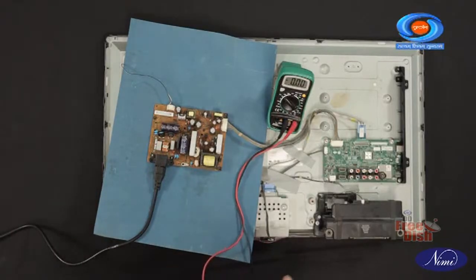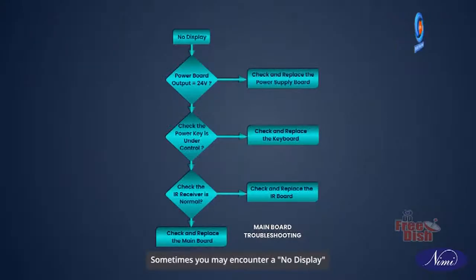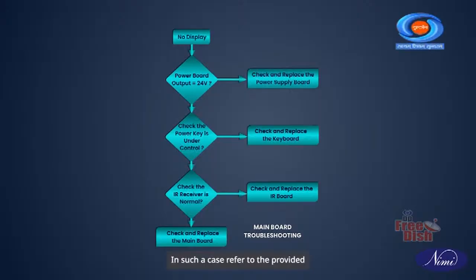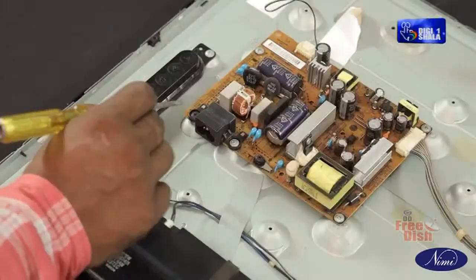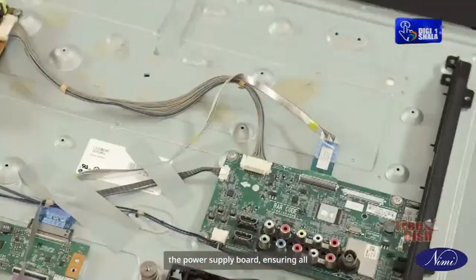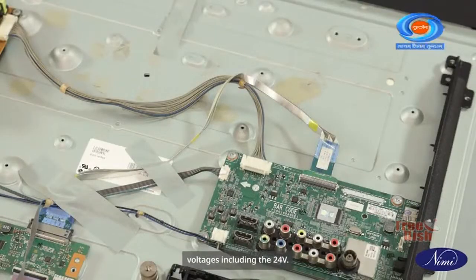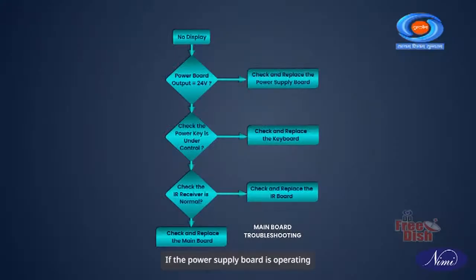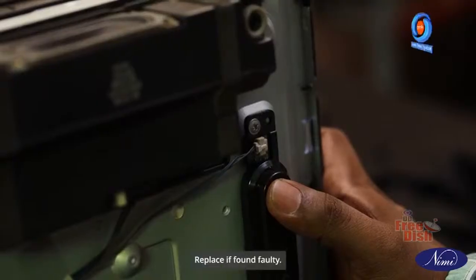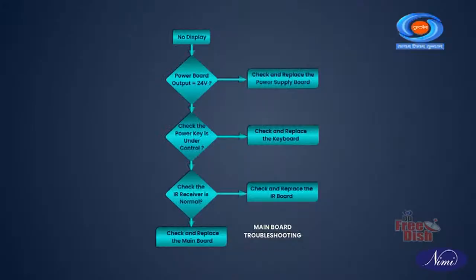Sometimes you may encounter a no display issue despite completing prior troubleshooting steps. In such a case, refer to the provided flowchart as a systematic guide for further diagnosis. Begin by confirming the functionality of the power supply board, ensuring all voltages including the 24 volt. If the power supply board is operating correctly, proceed to inspect the functionality of the power button on the front panel. Replace if found faulty.